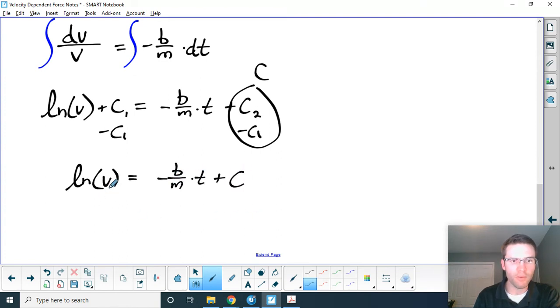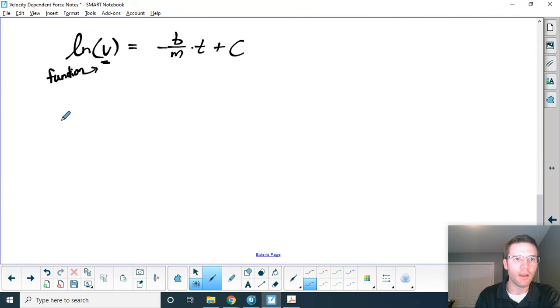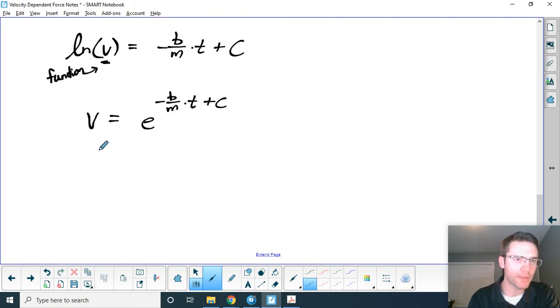And what do I want to solve for? I want to solve for this velocity. Velocity is a function of time. So this is my function. And what's the function of time equal to? Well, it's equal to whatever the solution to this equation is, solving for v. There's my t on that side. So how do I get rid of the natural log here? Raise both sides to the e. So e to the natural log of v is just v. And I'd end up with e to the negative b over m times t plus a constant c on this side. And that's my function of velocity with respect to time.